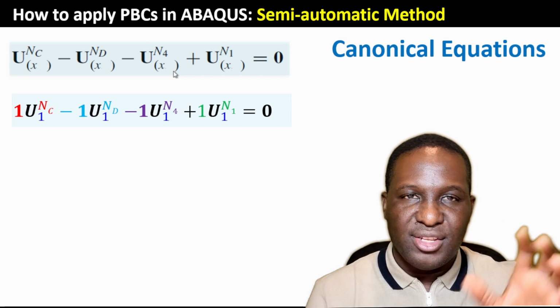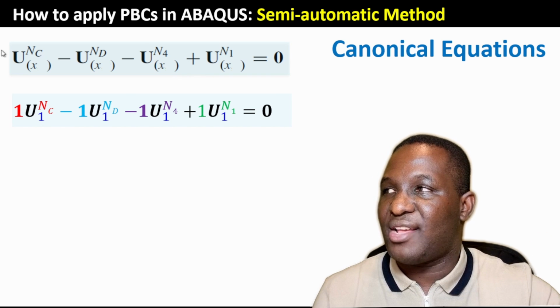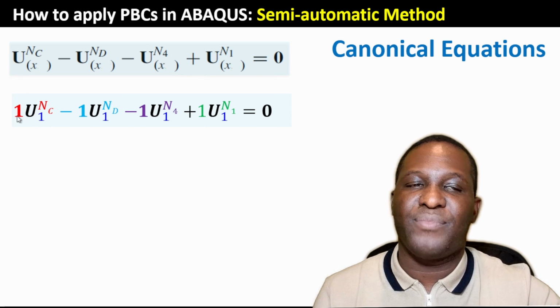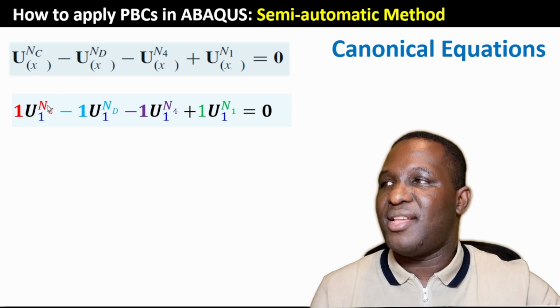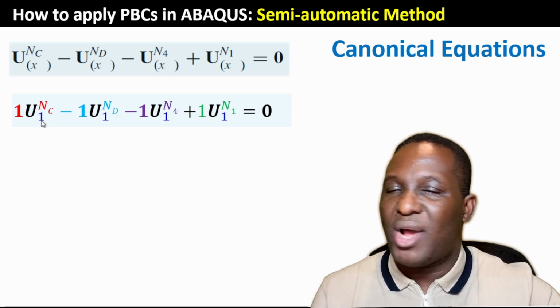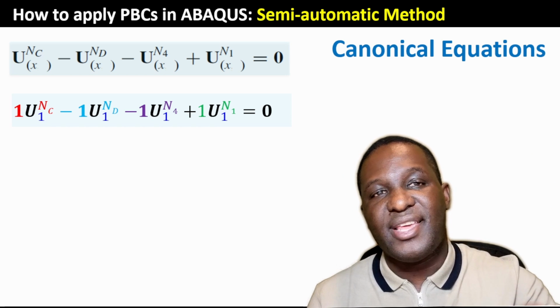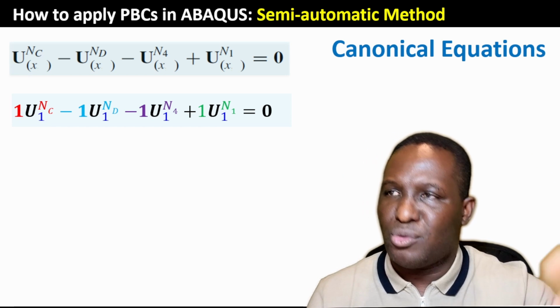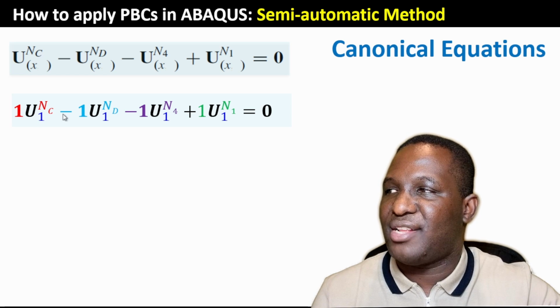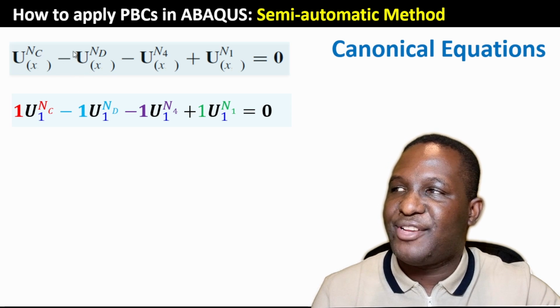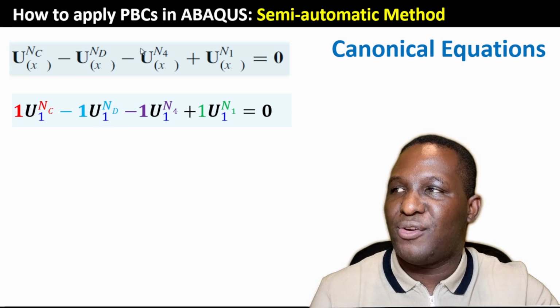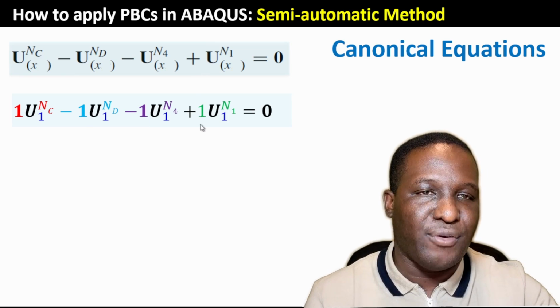If we decompose it the way it should be, there is a coefficient of this displacement being 1, which I've highlighted in red here, node C, with subscript 1 being the direction of the deformation. This is the degree of freedom of node C in the 1 axis, which is the x-axis, and it's got a coefficient of 1. The coefficient of the second one is minus 1, the third one is minus 1, and the fourth one is plus 1. I'm identifying this because that information will feed into the *EQUATION function within ABAQUS that we are going to use.